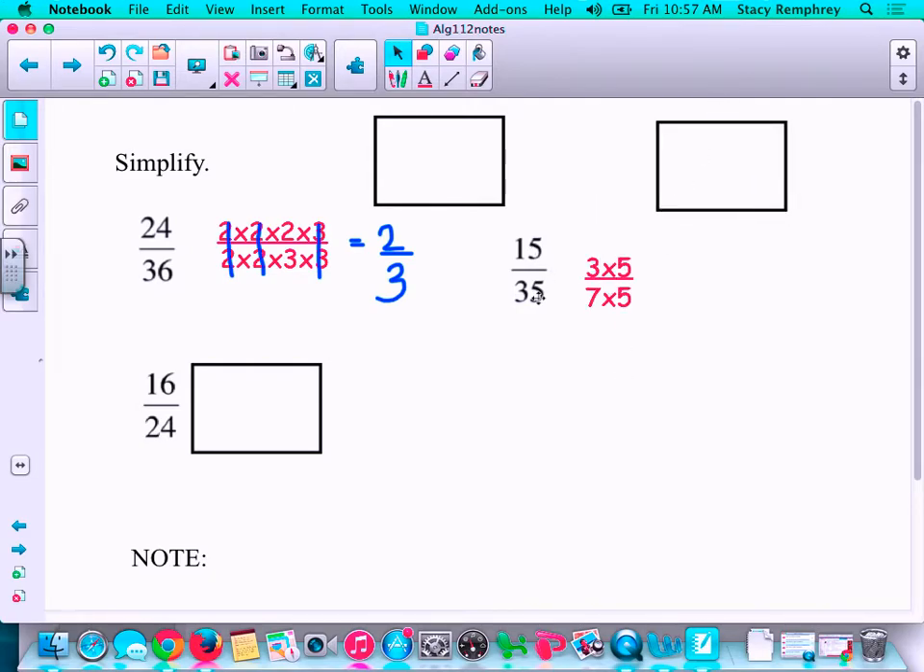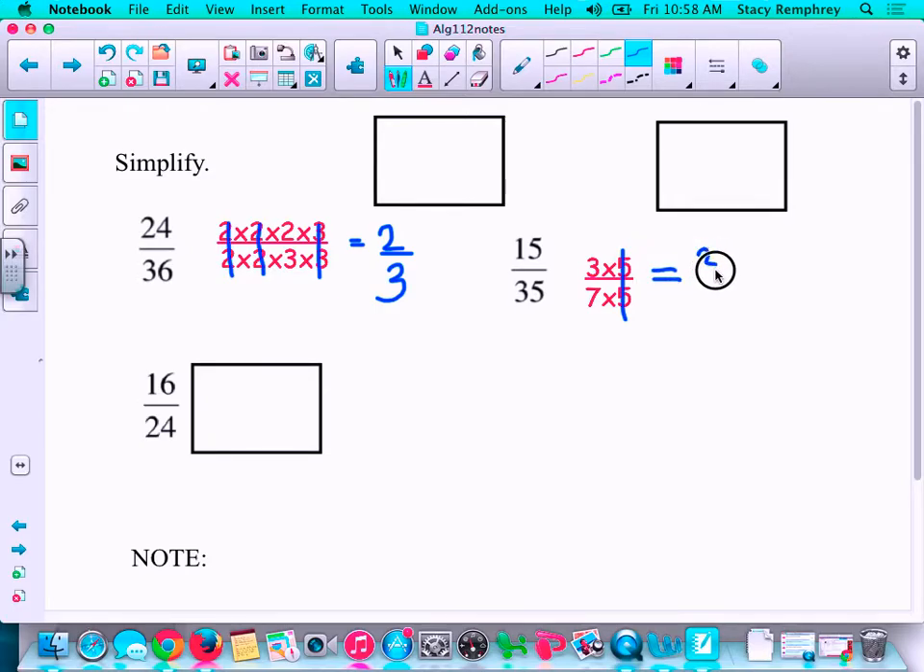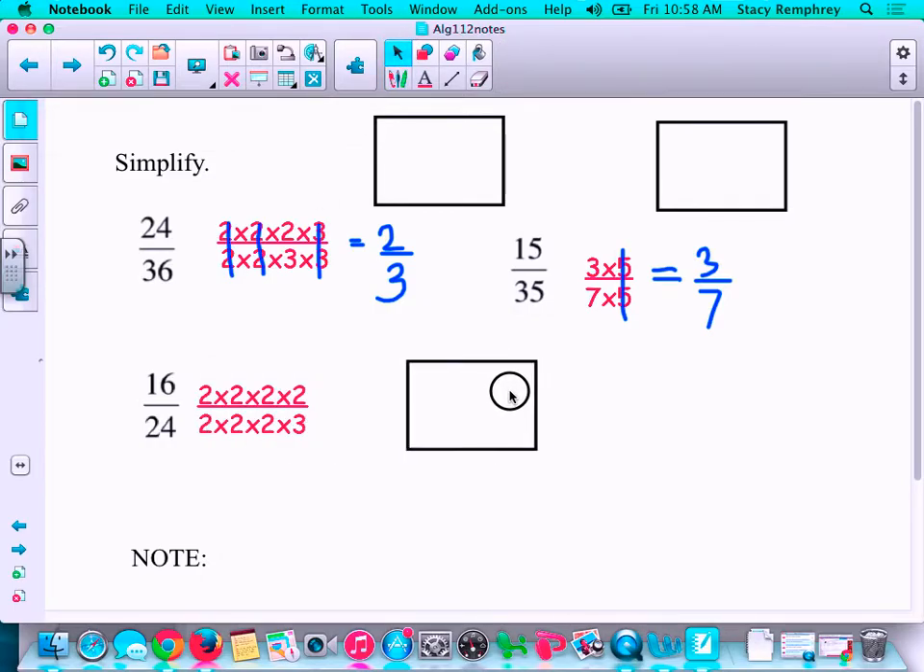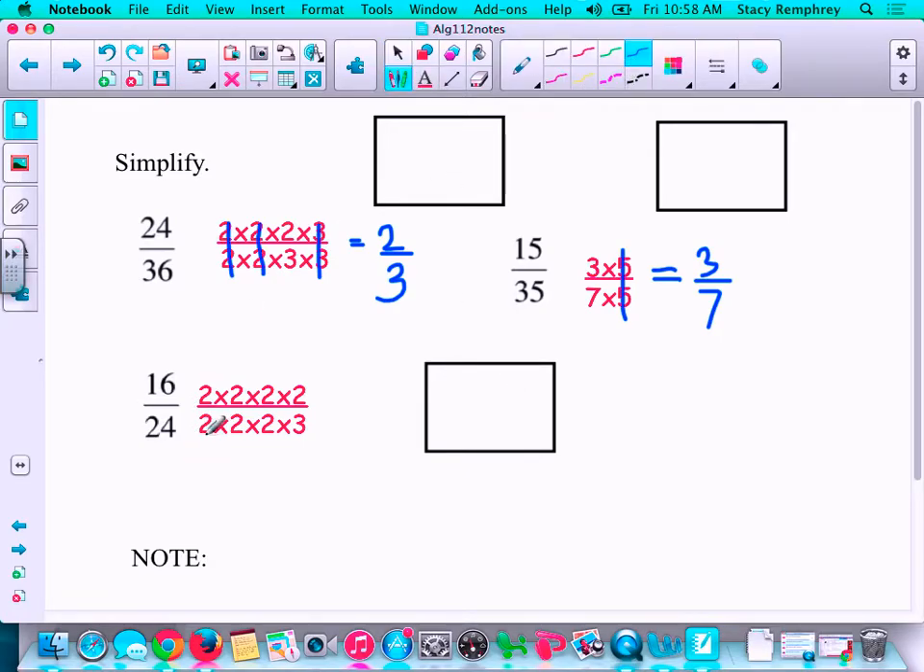Over here, 15 and 35, again, I did their prime factors. I found their common factor was exactly what you were doing here. You were dividing both by their common factor. So if I cancel those, the simplified fraction is 3 over 7. And in the next one, I did the same idea. I did the prime factors of 16, prime factors of 24, and I'm going to cancel the common factors. And again, I'm left with 2 over 3.